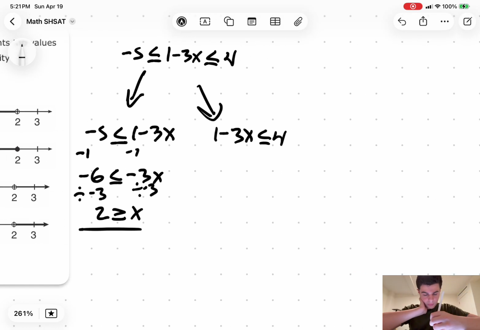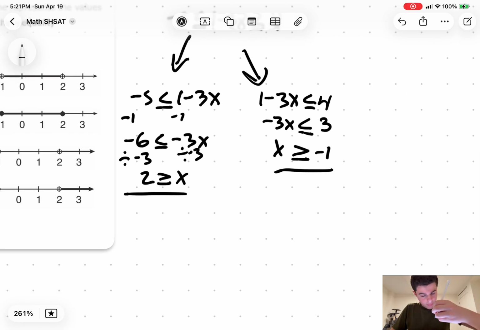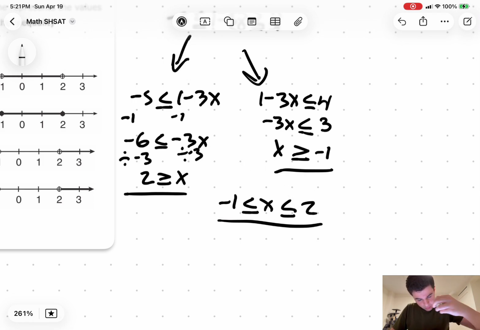Now let's look at our second one. We have to subtract 1 from both sides, right, to get rid of that 1. So we get negative 3x is less than 3. And now, again, we're going to divide both sides by negative 3. So we're going to get x is greater than or equal to negative 1. So here we have our inequality: negative 1 is less than or equal to x is less than or equal to 2, right?